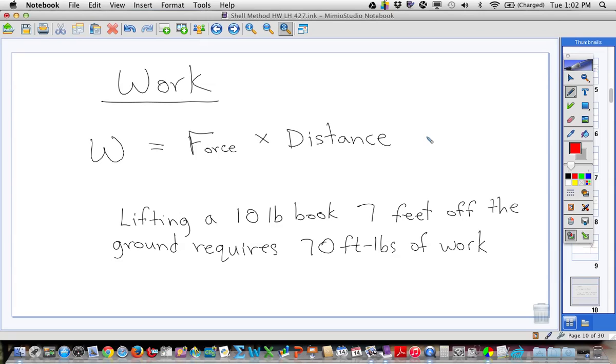Because there really isn't much to the formula, right? That's pretty much it, isn't it? Work is force times distance. Now, maybe you have some other things in finding your force and so forth. But a typical problem would be something like this.